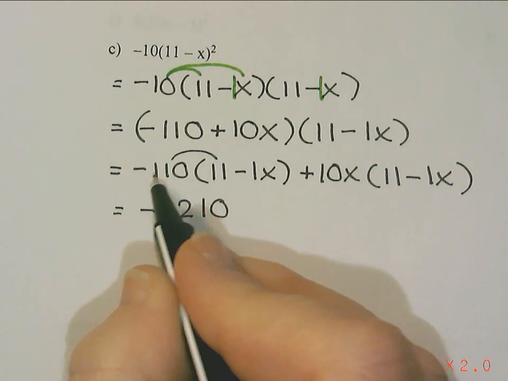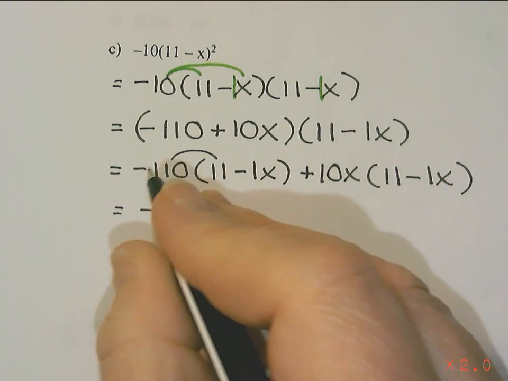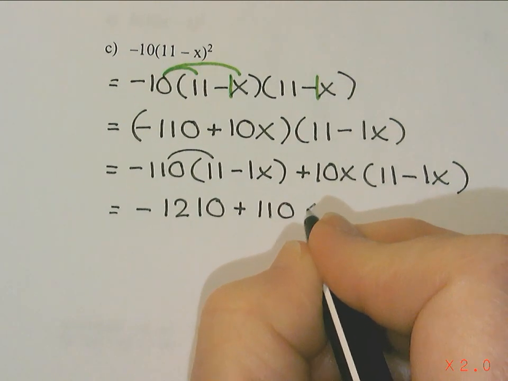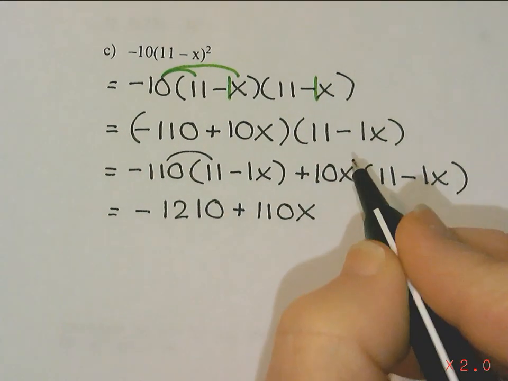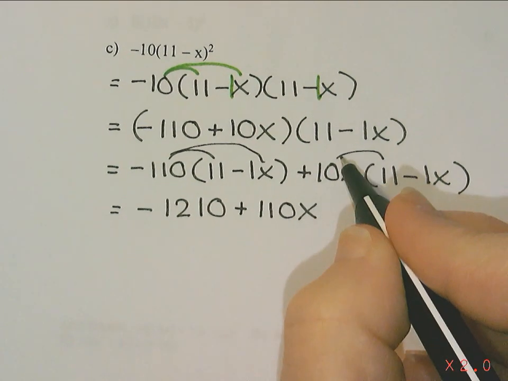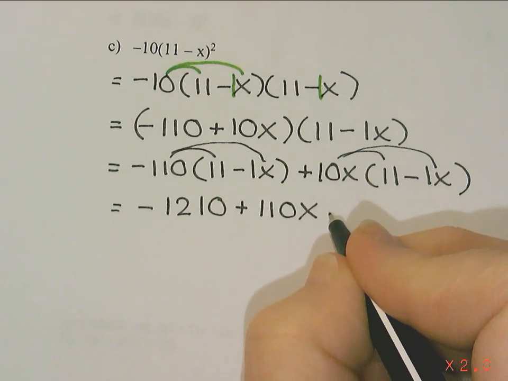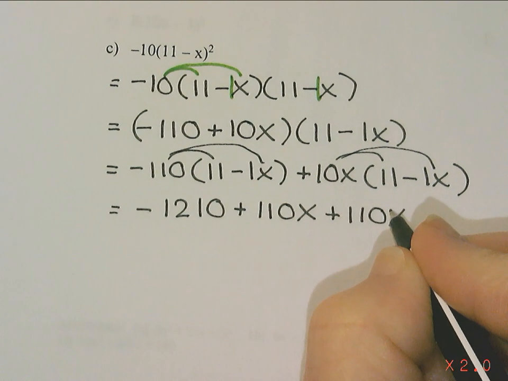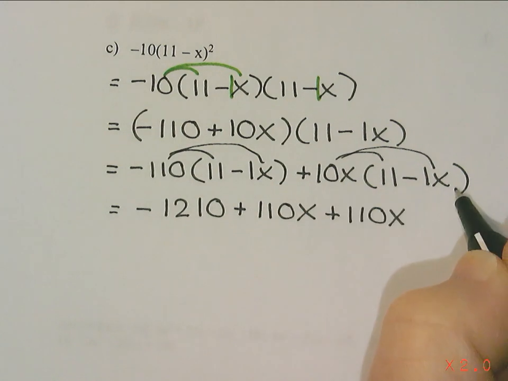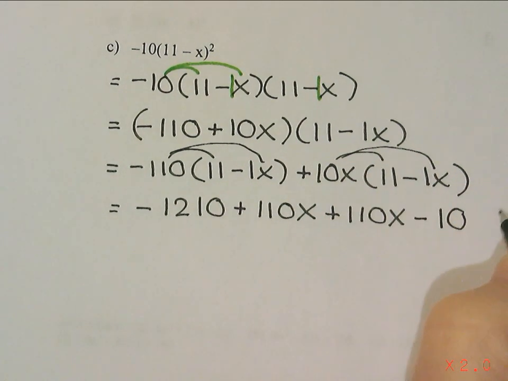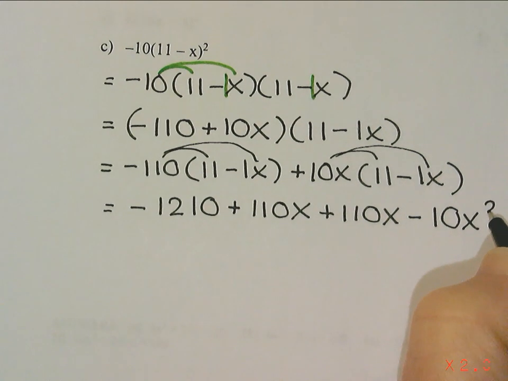And then negative 110 times negative 1. A negative times a negative makes a positive. That's going to be 110x. Then we're going to do 10x, and it's positive 10x times 11. So that is going to be 110x. And then 10x times negative 1 is negative 10x. And then I have x times x, so that is x squared.